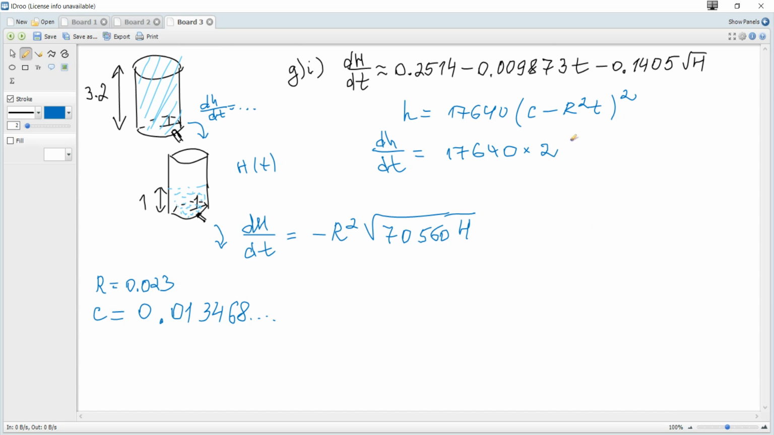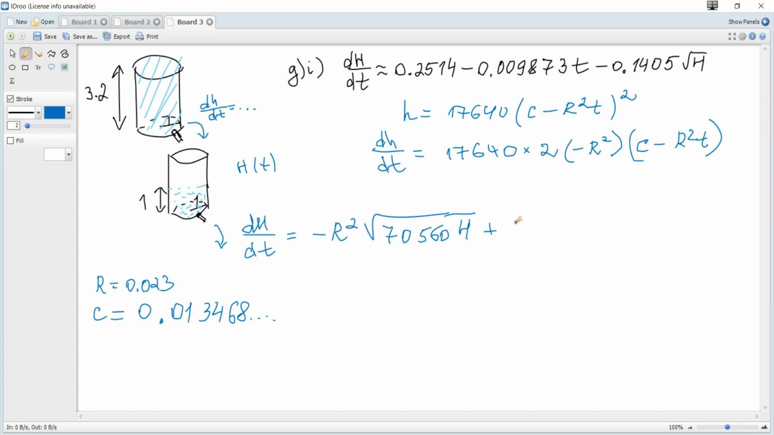So it becomes negative r squared times c minus r squared t. And notice that we get it to be negative. Why? Because with respect to the first cylinder, the rate of change is negative because the height of water decreases. But with respect to the second, it's water in, so we should consider this rate of change to be positive. So we should consider plus instead of minus.